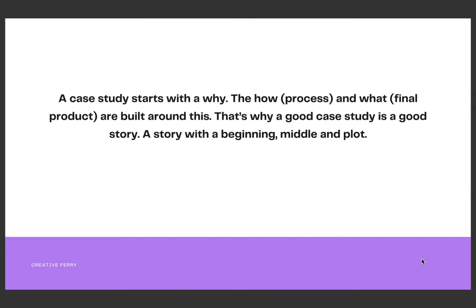That's why a good case study is like a good story, right? A story needs to have a beginning, a middle, and a plot, which is like the end. So your case study needs to come across as a story. It needs to be interesting, explaining the problem, your process, and the solution. Right? Problem, process, and solution. Let's take note of that.